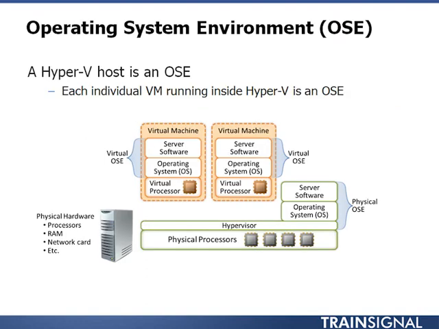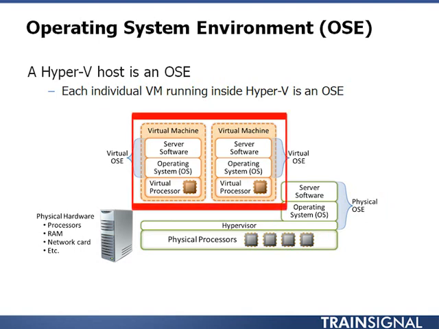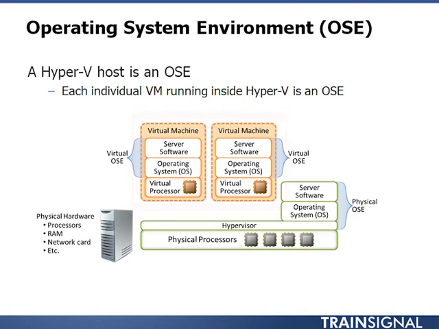When you look at a Hyper-V host, that is an operating system environment. It's a Windows instance and it's got stuff running on it. Each individual virtual machine running inside Hyper-V is an operating system environment. And if you look at the diagram, you're going to see that we have a physical OSE in the lower right-hand corner, and because it's running on the hypervisor, this is the physical operating system environment. We then have 2 virtual machines. Each one of those is a virtual operating system environment. Together, they're just operating system environments generically. That'll come into play soon when you see how System Center is licensed.